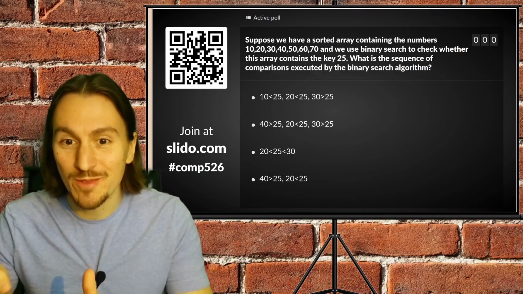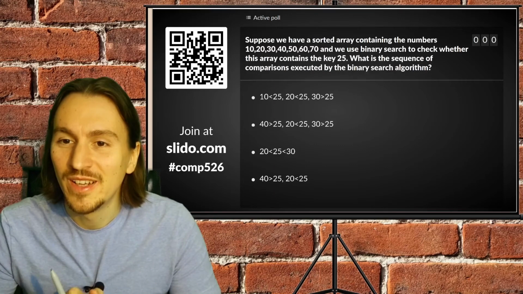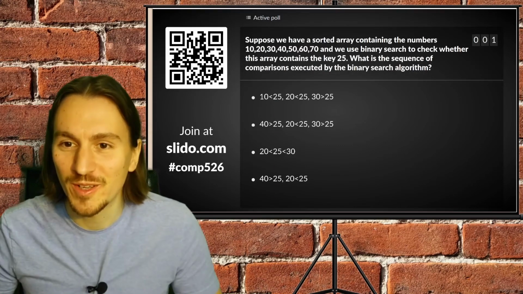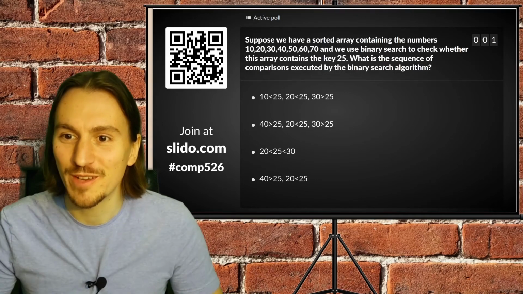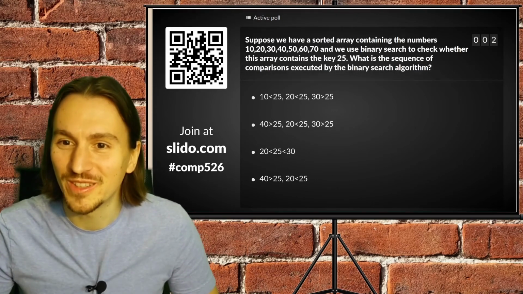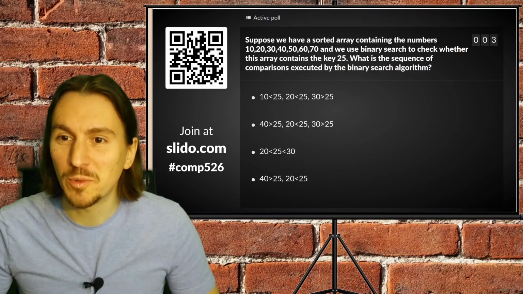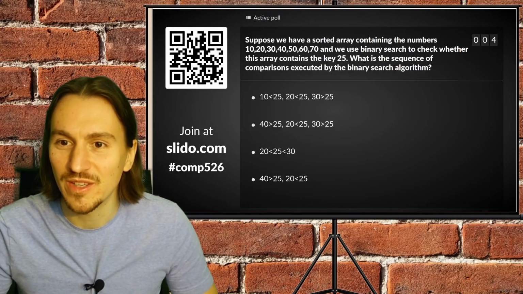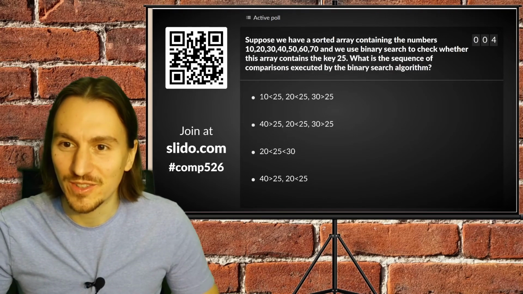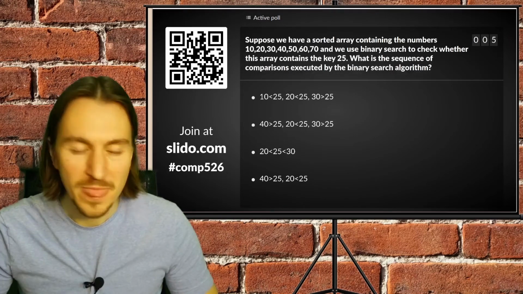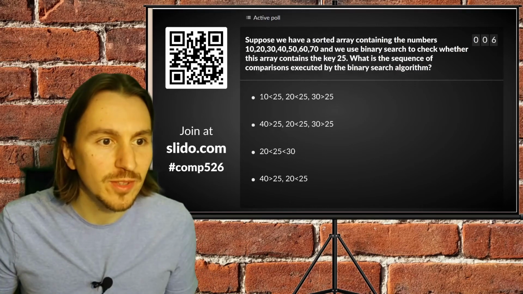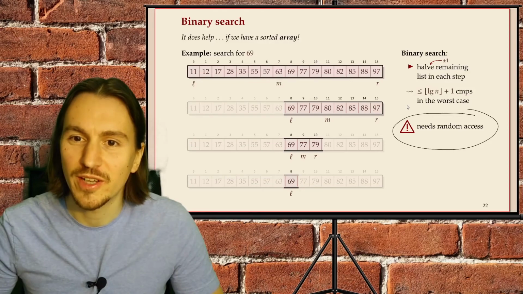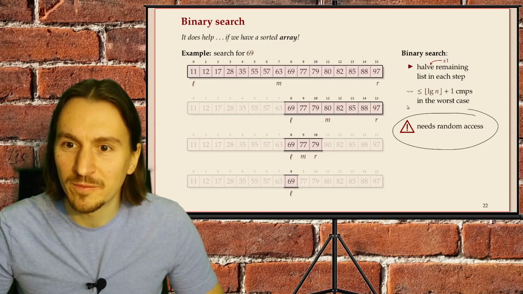So same game as we've just had it. Suppose we have an array of numbers, and it's just the numbers 10, 20, 30, 40, 50, 60, 70 to make life a little more convenient. And you're looking for key 25. What is the sequence of comparisons that the algorithm that I just sketched would do? And maybe it helps you if I show this algorithm again.